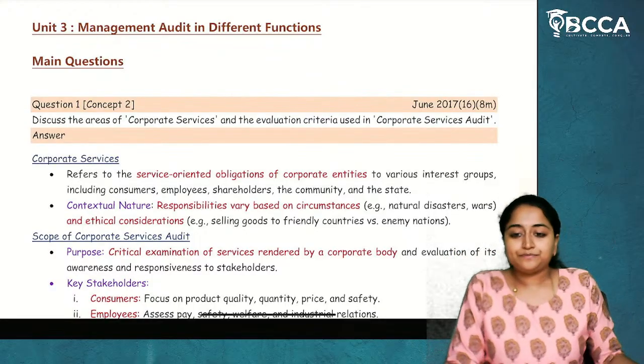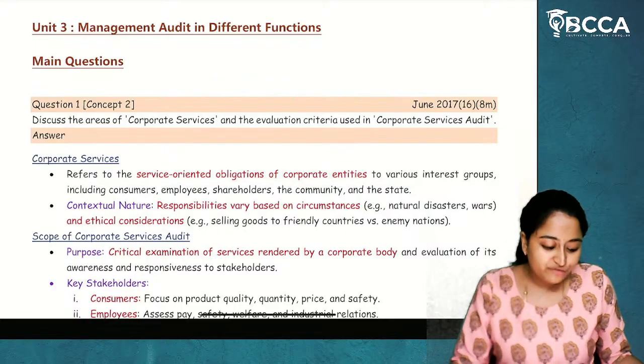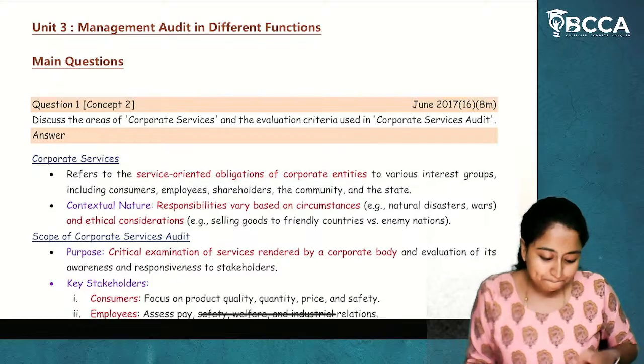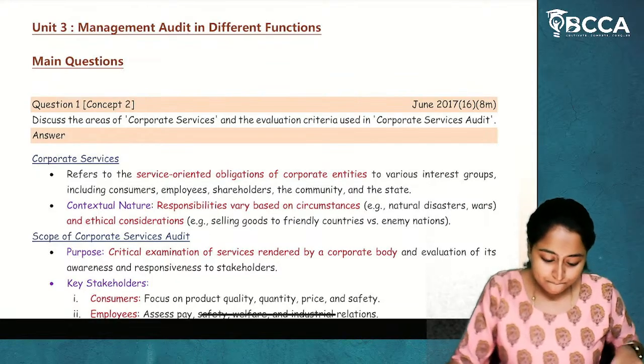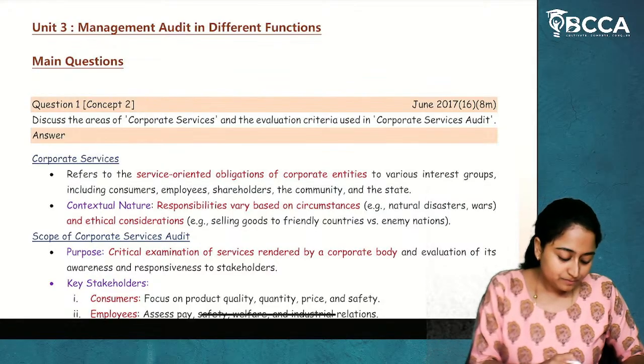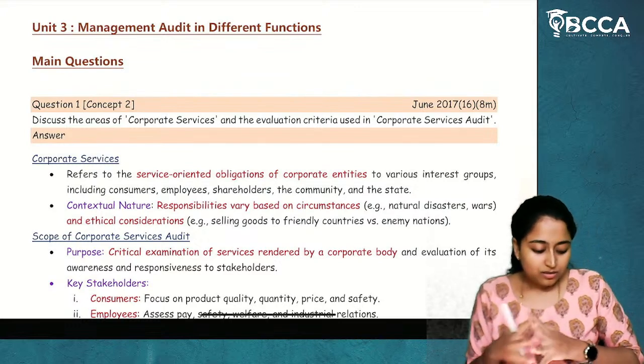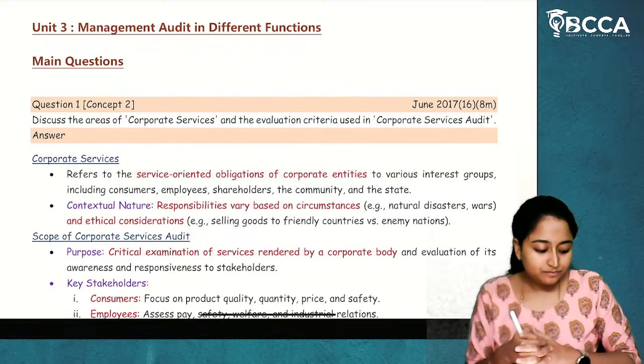Is this clear? Do you have any doubts in any of the concepts of management audit in different functions? Guys, is everything clear?